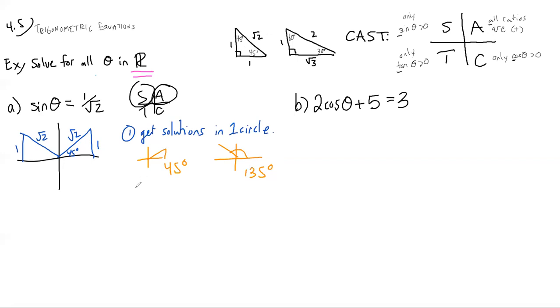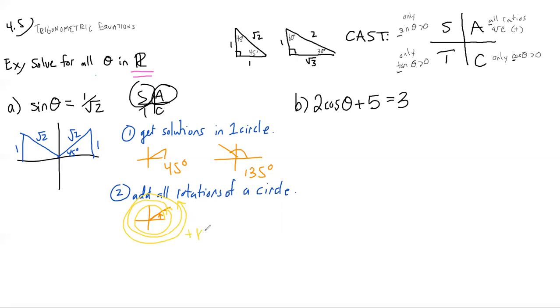And then what we want to do after that is add all the rotations of a circle. Just for example, we have this one here. But then we could do all sorts of other ways to get to that same place, right? We could do an extra rotation. We could do many, many rotations and just keep ending up in the same place. So what we have to do is add k times 360 degrees. And that's the same for both of these.